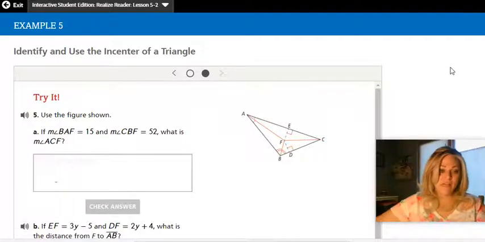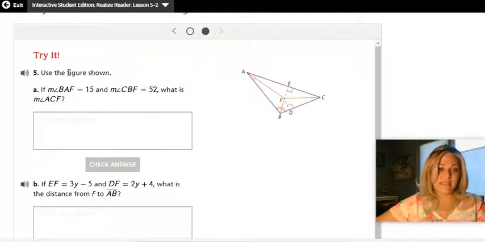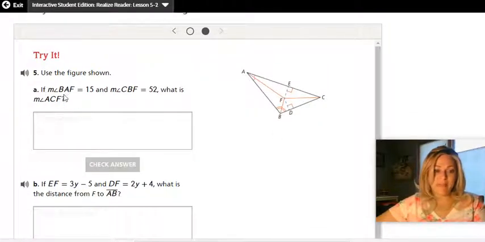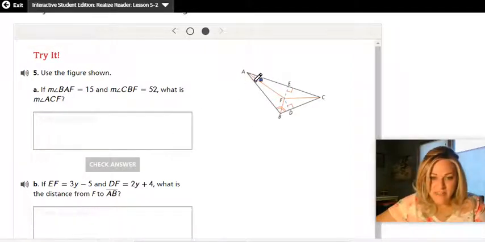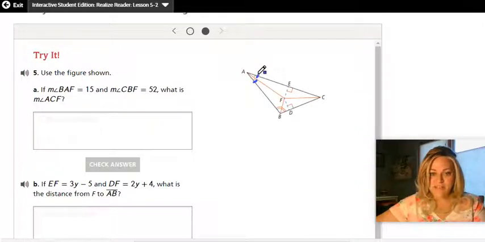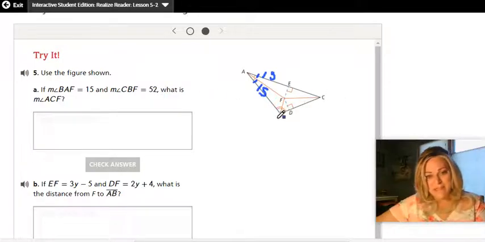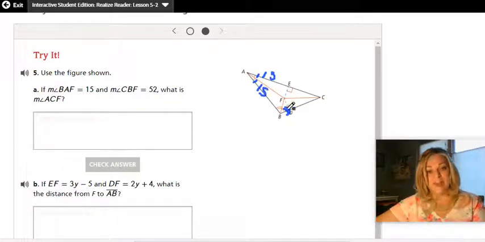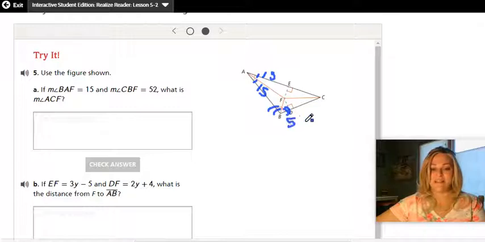All right, there's a try it, and it's very similar to what we just did. It says use the figure shown. The measurement of angle BAF right here is 15. Notice the markings: if that's 15, then this side is 15, so each of these are 15. Then it says the measurement of angle CBF right here is 52. So if that side's 52, this side would be 52 because they are angle bisectors.